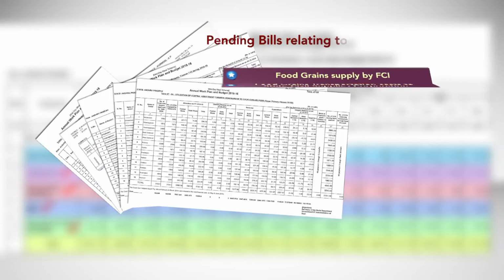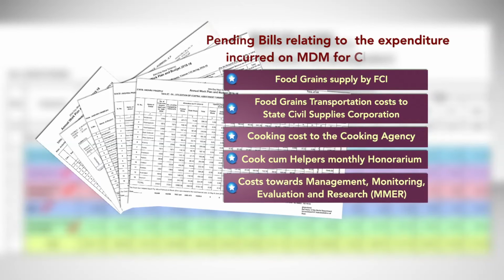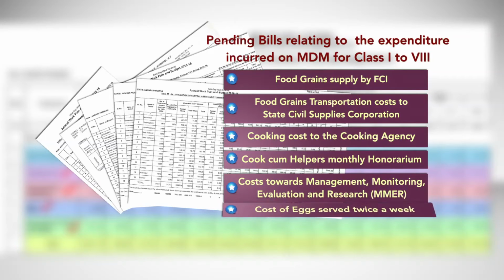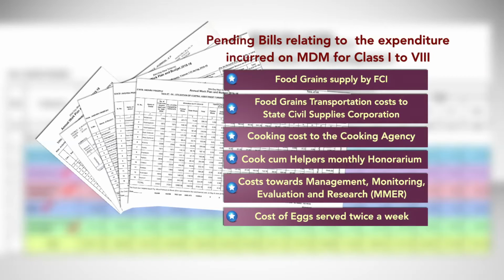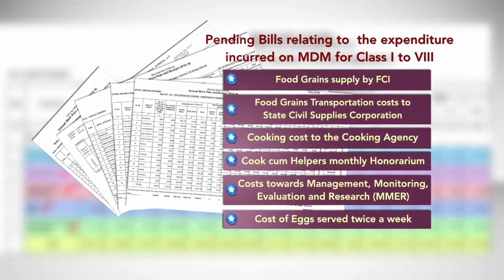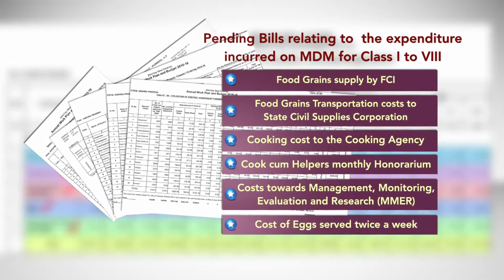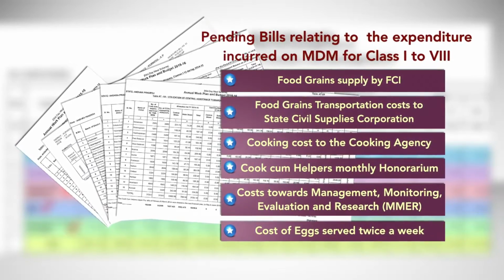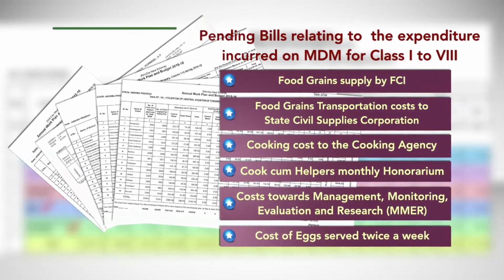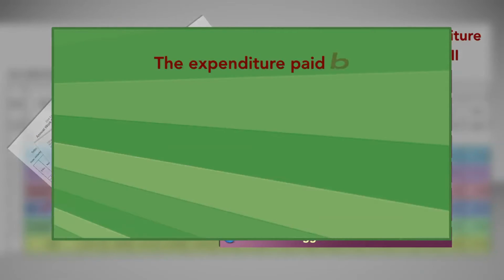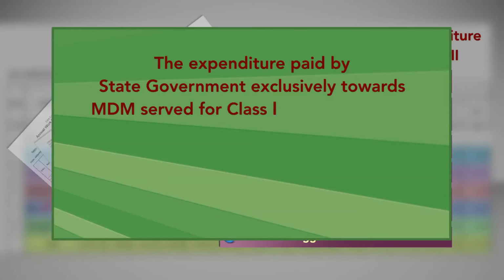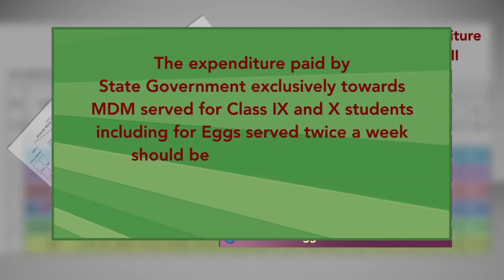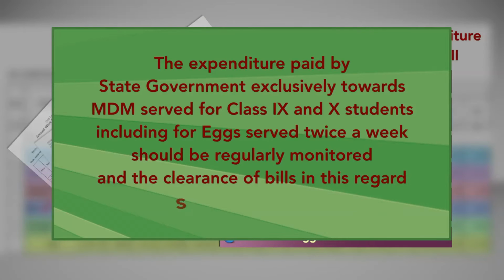Pending bills relating to the expenditure incurred on MDM for class 1 to 8, including for eggs served twice a week, should be constantly assessed and all efforts taken to ensure that funds are released in time for their clearance. The expenditure paid by the state government exclusively towards MDM served for class 9th and 10th students, including for eggs served twice a week, should be regularly monitored, and the clearance of bills in this regard should be ensured.